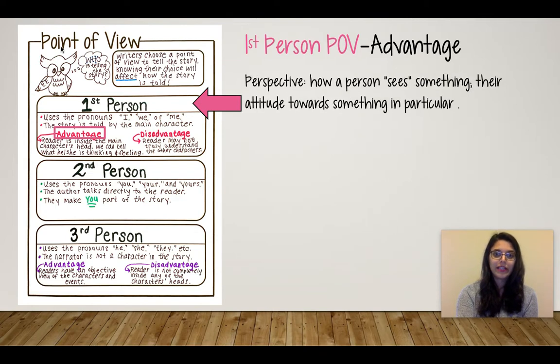Let's look at perspective. What am I talking about here? Well, perspective is how a person sees something. It's their attitude towards something in particular. So in first person, we get to really know that one character's perspective because we can closely analyze their thoughts and feelings within a text.